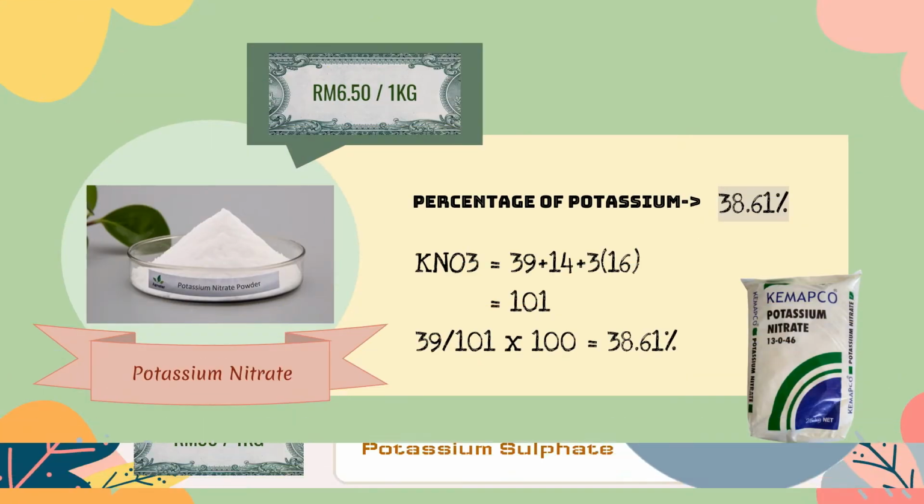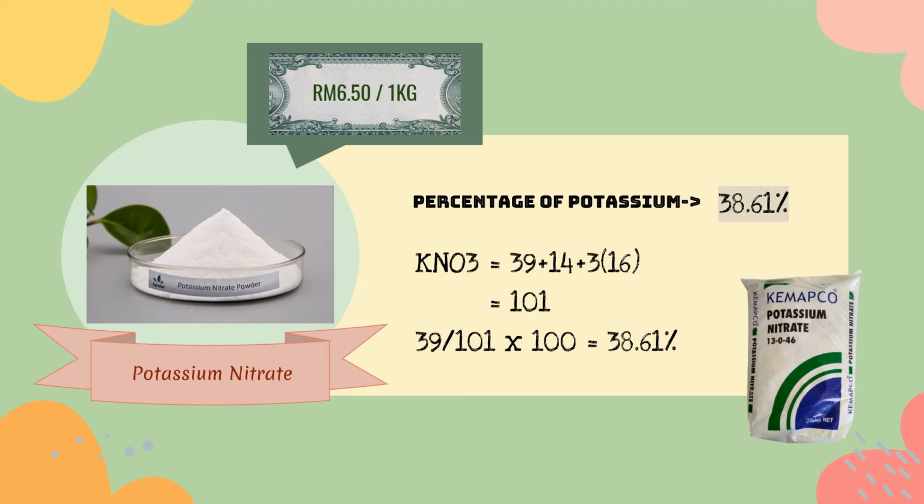The next fertilizer that we picked is potassium nitrate. It has 38.61% potassium in it, and it costs 6 ringgit and 50 cents per kilogram. So how we calculate the percentage of potassium in this fertilizer is, number 1, we total up the molar mass of the compound, in which we get 101. After that, we find out the molar mass of the potassium in the compound, which is 39, and then finally we divide 39 by 101 and multiply it by 100.